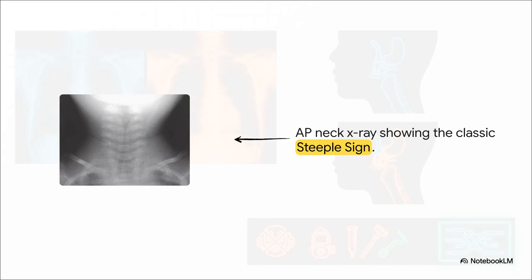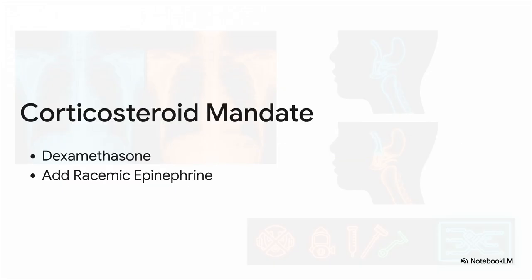Now, take a look at this AP neck X-ray. This beautifully demonstrates the absolute definitive radiographic marker, the classic steeple sign. See that distinct narrowing? That subglottic constriction correlates perfectly with a harsh, seal-like barking cough and inspiratory stridor. And while this finding is a classic high-yield exam marker, remember it's ultimately a clinical diagnosis. It's heavily based on the actual degree of stridor and the respiratory distress that child is actively exhibiting in front of you.